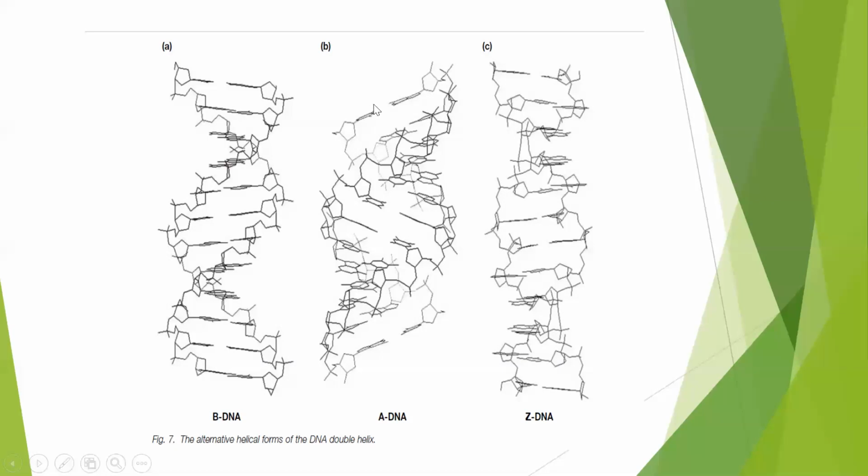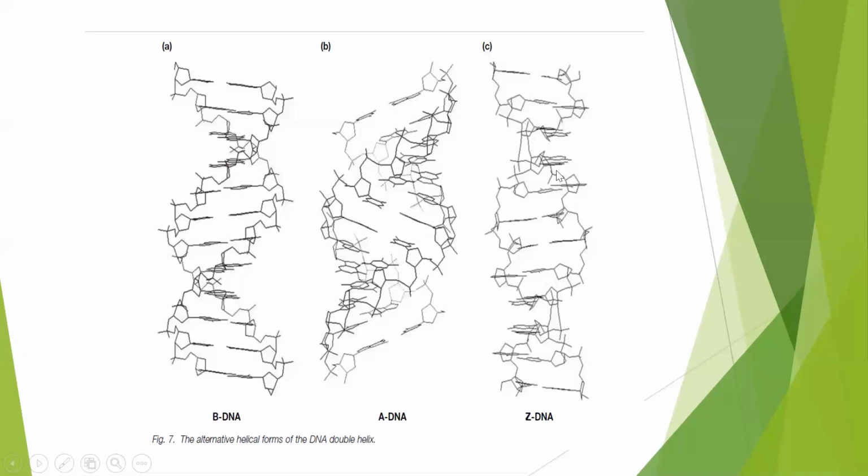Now we are discussing the aDNA. You can see the difference. It is a wider and more compressed structure. Because of the compression, what happens? These bases are tilted with respect to the helix axis and they lie off the helix axis.